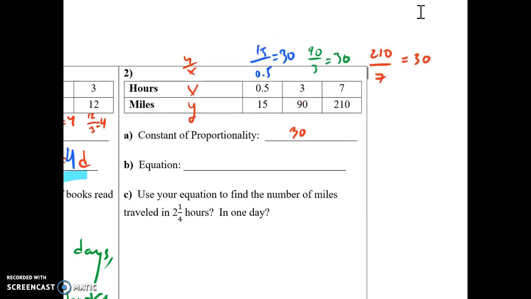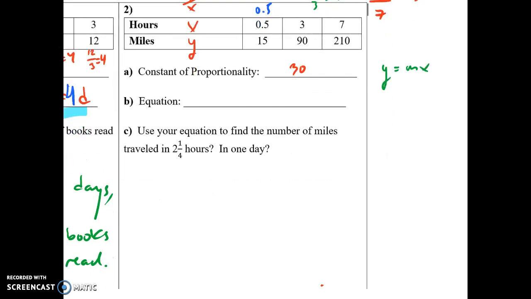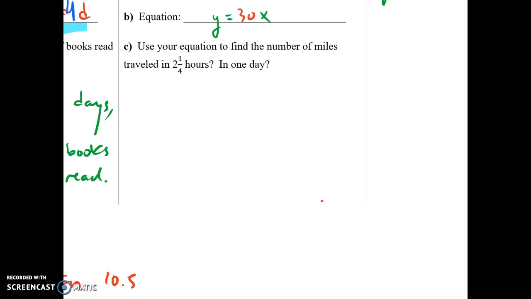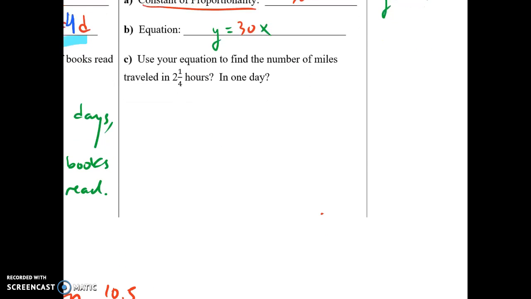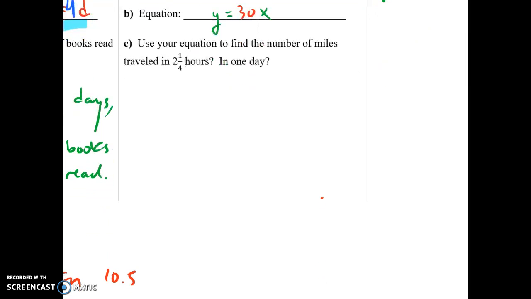And remember, the general form for our equation is y equals mx. M is the constant of proportionality. So our equation is going to be y equals 30, the constant of proportionality, and x. Alright, use your equation to find the number of miles traveled in 2 1/4 hours in 1 day. Alright, so let's do 2 1/4 hours first. So write that down, 2 1/4 hours.